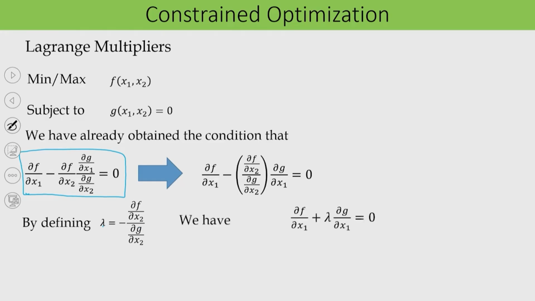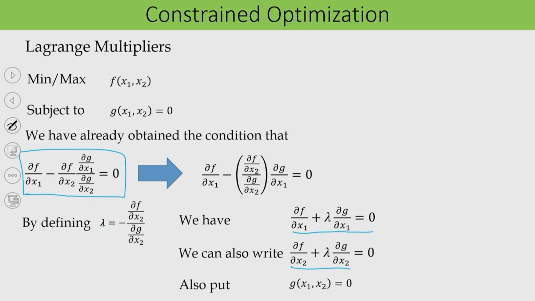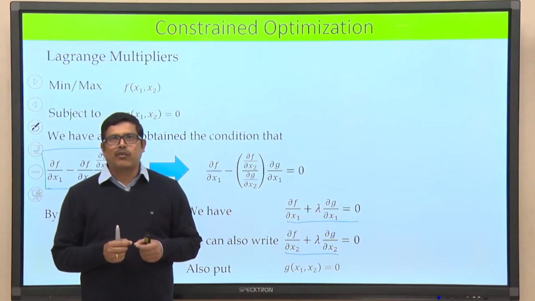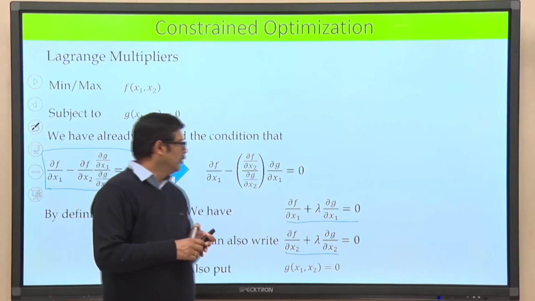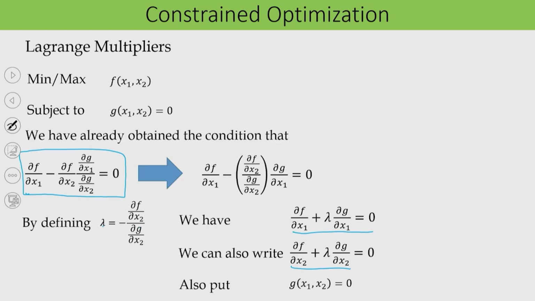So, if I put it in this equation, finally I am getting del f by del x1 plus lambda del g by del x1 equal to 0. Similarly, I can also write this equation in terms of your x2 variable. That is del f by del x2 plus lambda del g by del x2 equal to 0. Also, this has to be satisfied because this is an equality constraint. Therefore, g of x1, x2 must be equal to 0. So, I am putting all of these together, and I am getting all the necessary conditions for optimality.